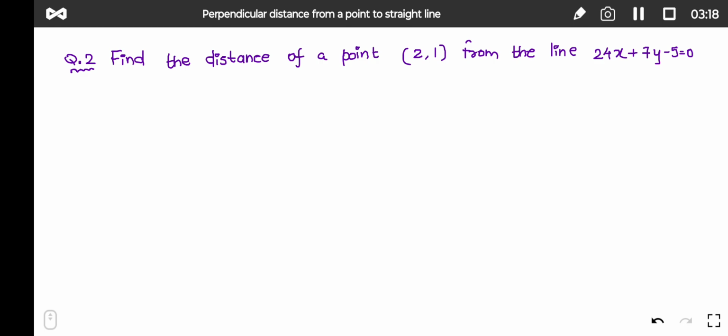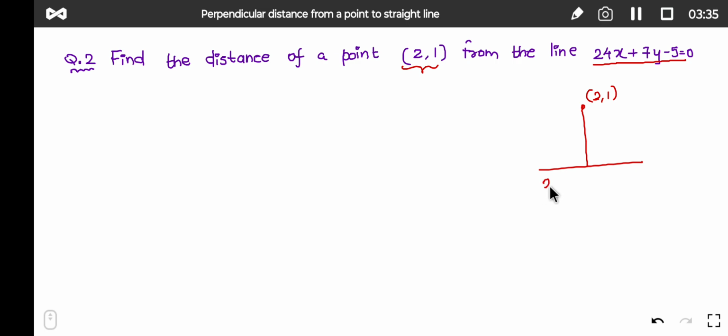Look at one more example. The question is: find the distance of the point 2, 1 from the straight line 24x plus 7y minus 5 is equal to 0. So let's say this is the point 2, 1. We have to find the perpendicular distance from the straight line 24x plus 7y minus 5 is equal to 0. In this case our x1 and y1 is this point. x1 is 2, y1 is 1. The coefficient of x is a, which is 24, the coefficient of y, 7, is b, and the constant term minus 5 is c. So we'll apply the formula.